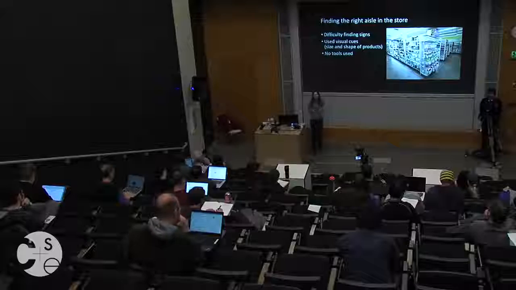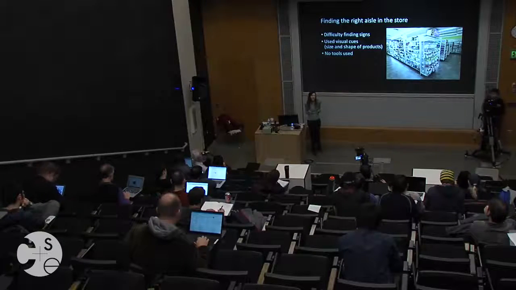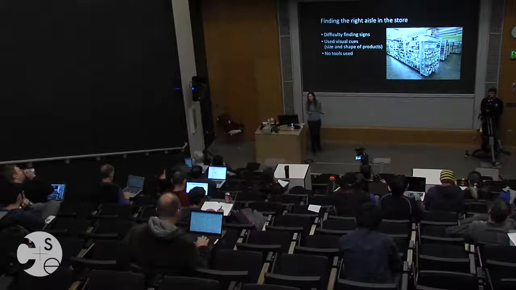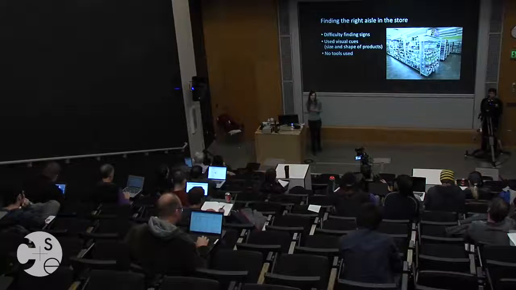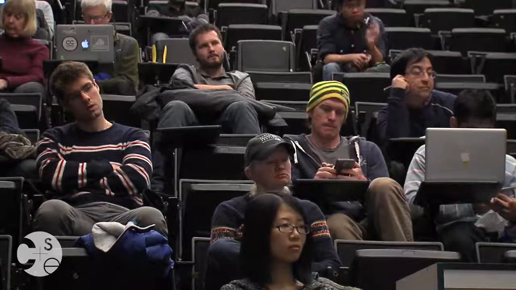And people, again, used their vision extensively. They used visual cues, like the shapes and colors of products, to understand which aisle they were in. So were they in the dairy aisle? Were they in the aisle that sold toilet paper? Or were they in the aisle that sold medicines? And the interesting thing about being indoors is that there were no tools that helped people with this process. While outside people were using their phones a lot, inside they didn't really use anything.